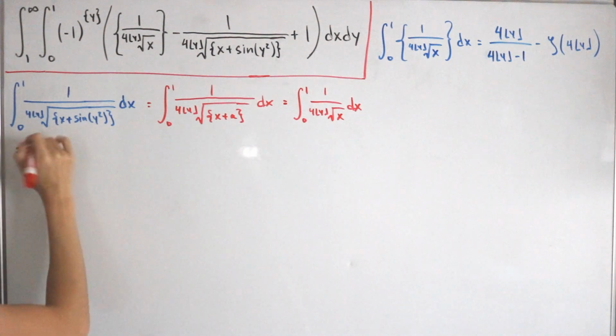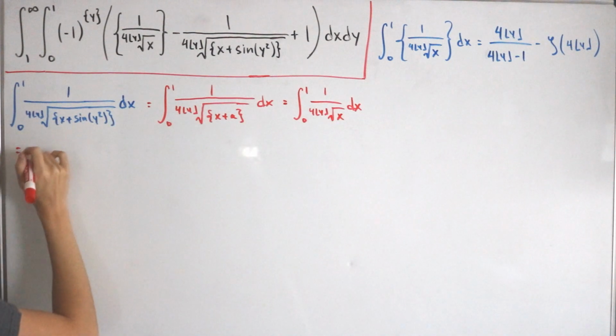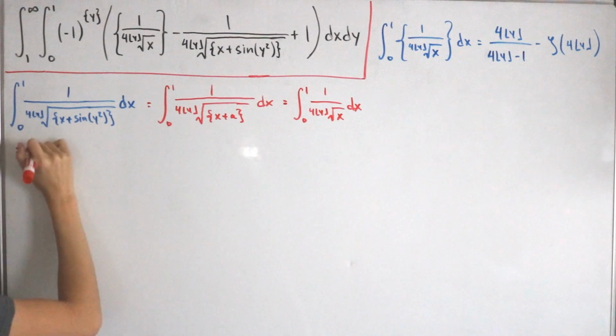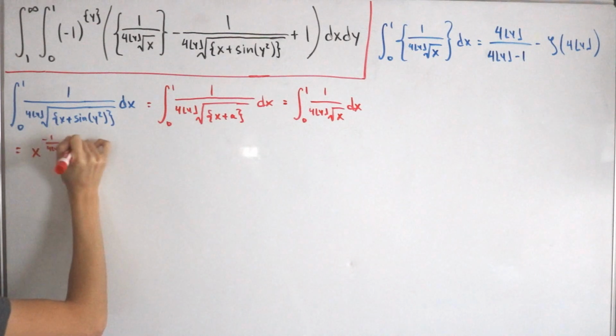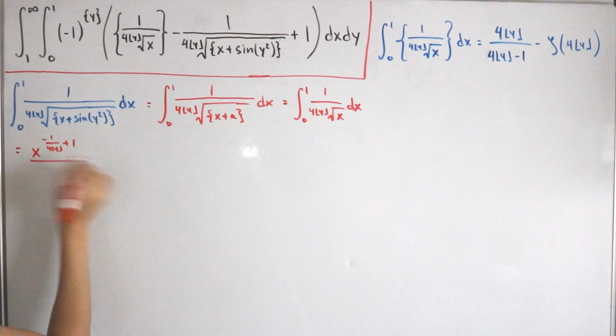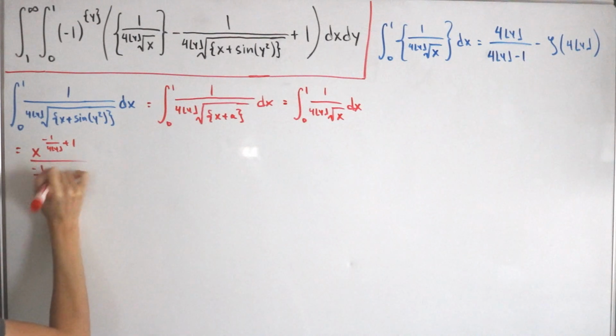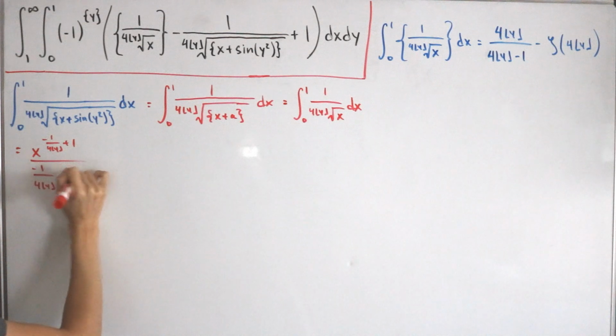So just apply the power rule. Now write this in terms of an exponent that's easier to deal with. This is the same thing written as x to the power negative 1 divided by 4y, and I just add 1, so negative 1 divided by 4y, and then add this with 1.